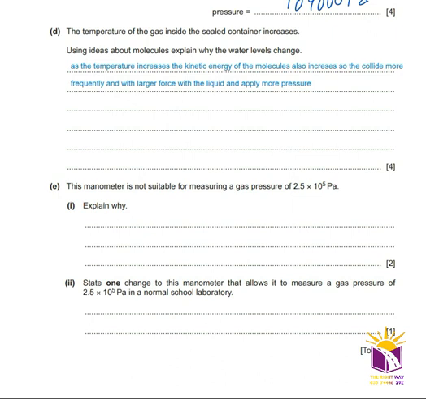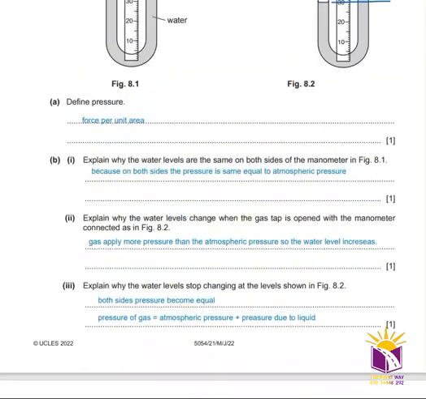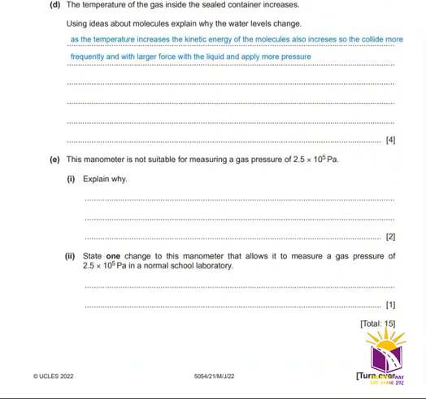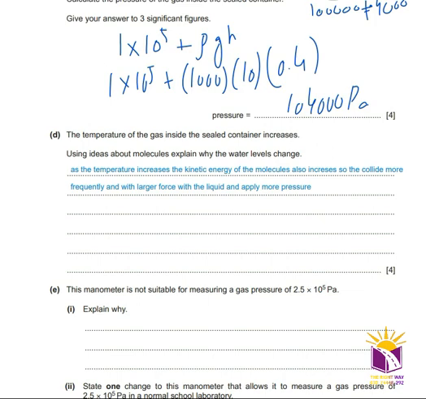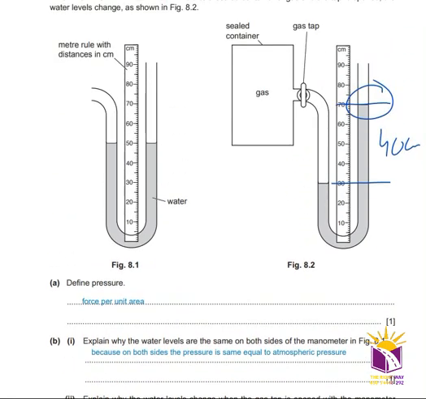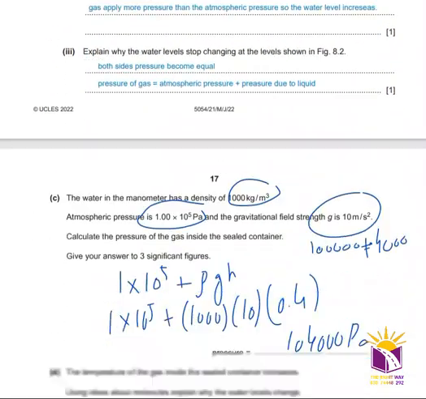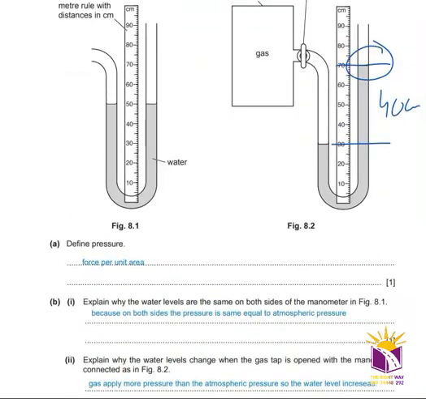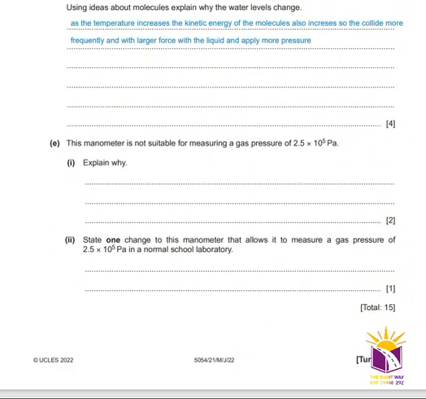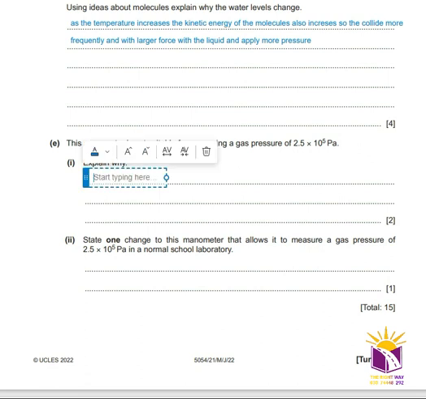Part E. This manometer is not suitable for the measurement of the gas of 2.5 into 10 raised to power 5 pascals. Explain why. As we know that for the pressure of 104 kilopascals, it reaches to 70 centimeter. So if the pressure increases to 2.5, the water will come out from this manometer. So it is not suitable because the length of the manometer is small.